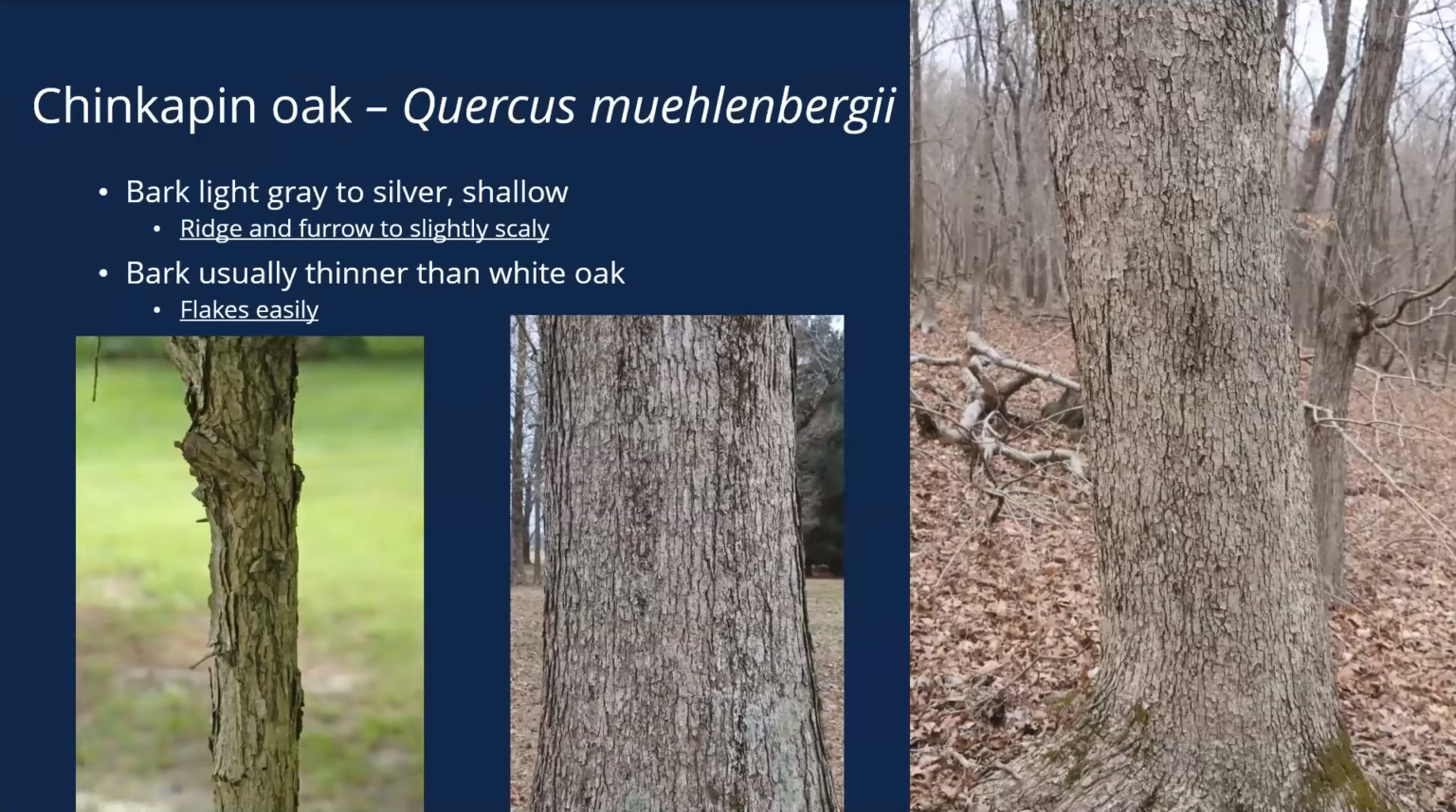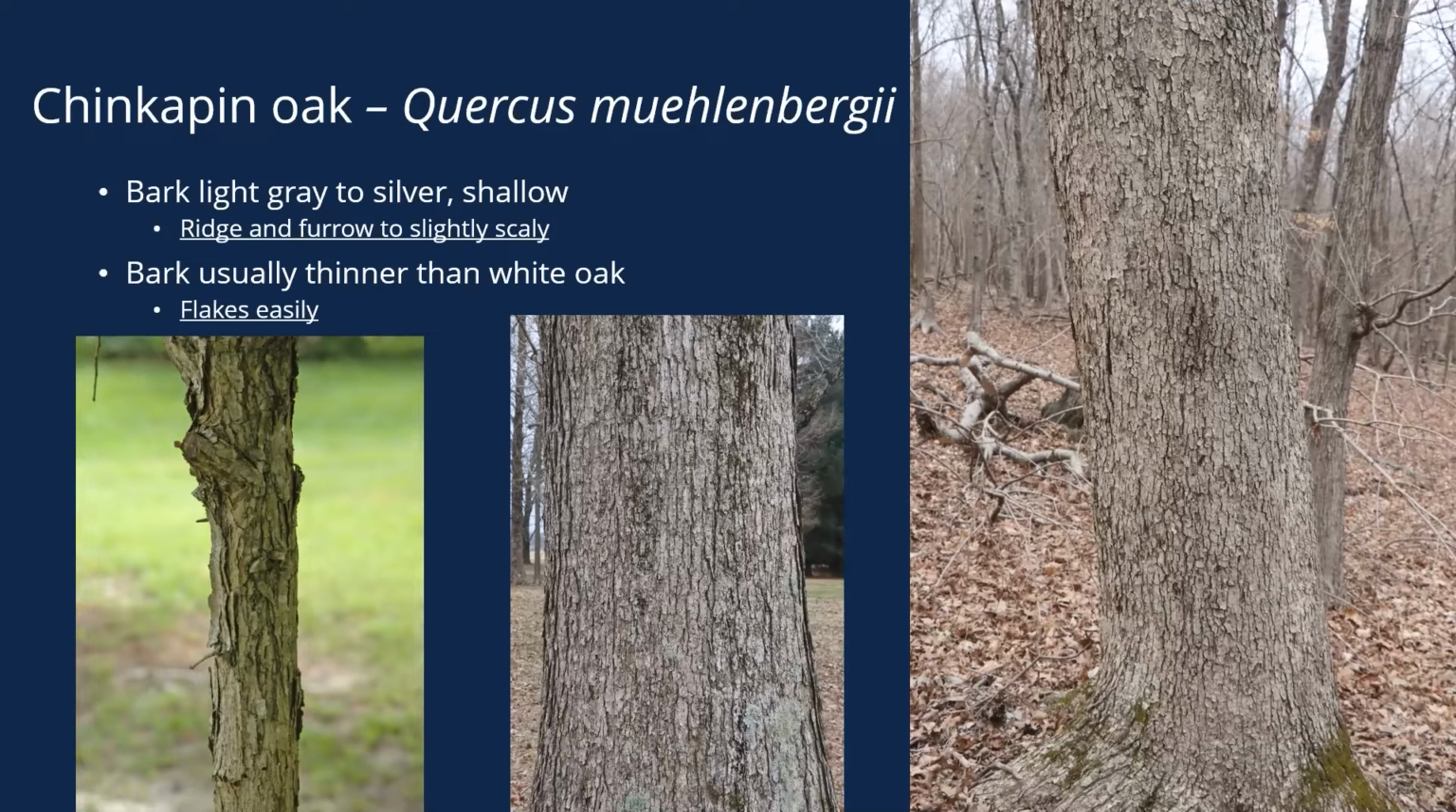The bark does look a lot like white oak, right? So you can mistake them, especially in the winter when there's no leaves or no fruit to go by. Overall, it's usually a little bit thinner than white oak in my experience, and turns flaky a little bit more than white oak. White oak maintains a little bit more of a thickness and a rigidity to their bark, whereas chinkapin oaks tend to be a little thinner, a little flakier to the bark, but it's that same kind of light gray to silver, ridge and furrow to maybe slightly scaly bark.